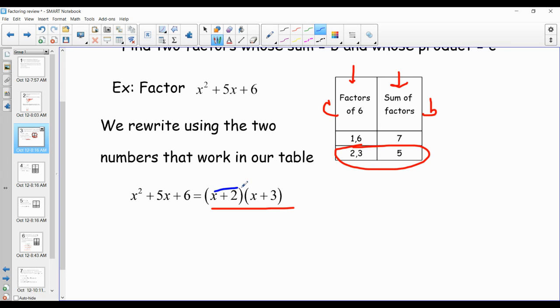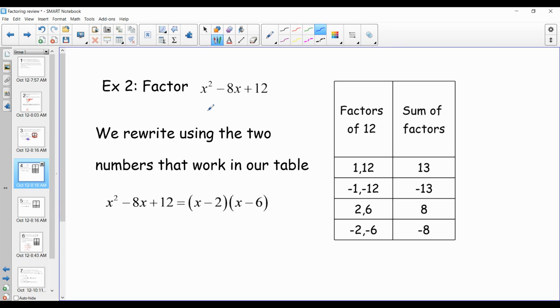X times x is x squared. X times 3 is 3x. 2 times x is 2x. 2 times 3 is 6. 3x plus 2x is the 5x. 2 times 3 is 6, so we did it correctly.